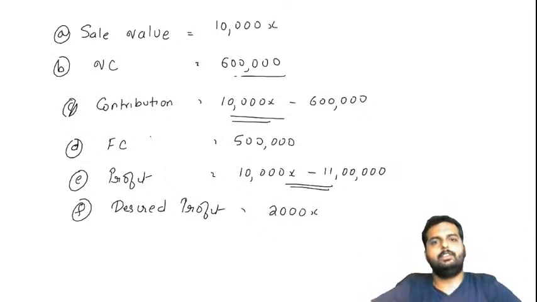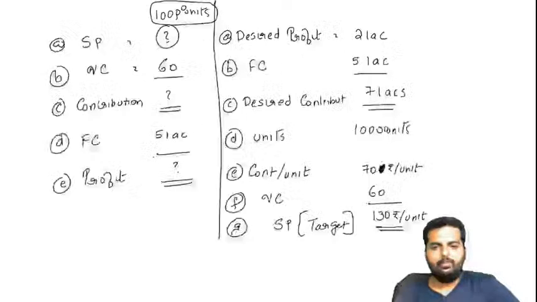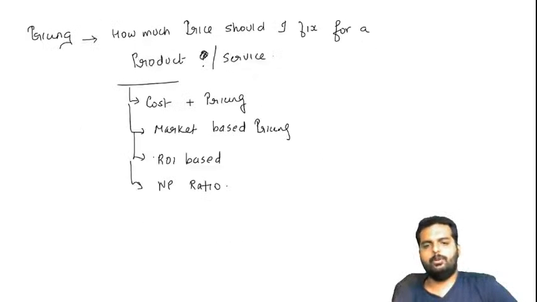So we are done with this method of pricing also. So as we spoke about the conceptual part, we learned all the four methods of pricing: cost plus pricing, market based pricing, ROI based pricing, and what's the last one? Pricing based on NP ratio.